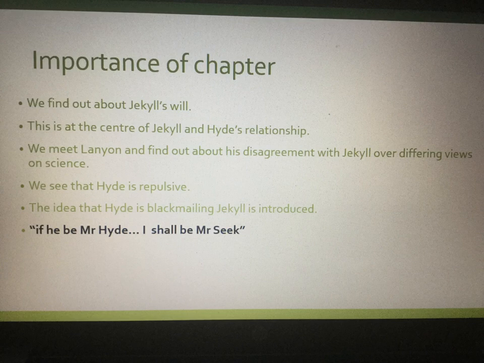The importance of the chapter. We find out about the will, which is at the centre of Jekyll and Hyde's relationship. We meet Lanyon and find out about the disagreement with Jekyll over differing views on science. We see firsthand that Hyde is repulsive. The idea that Hyde is blackmailing Jekyll is introduced. And we get the quotation, "If he be Mr. Hyde, I shall be Mr. Seek," which again subtly refers to the homophone Hyde.